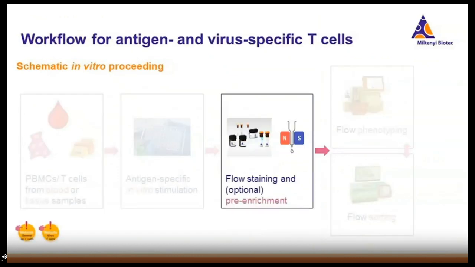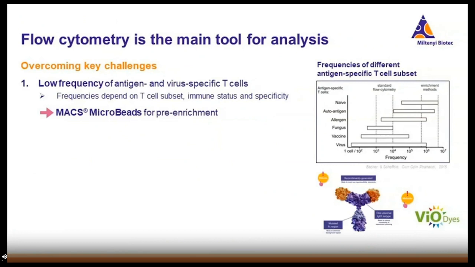So following this stimulation, we will now take a look at tools that can be used for pre-enrichment of antigen and virus-specific T cells. So, of course, still, flow cytometry is the most widely used method for the analysis of rare cells in general. However, even established methods like flow cytometry have their limits and also challenges, especially as antigen and virus-specific T cells are so extremely rare.